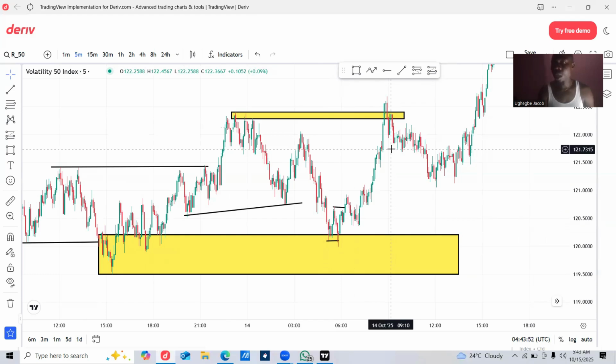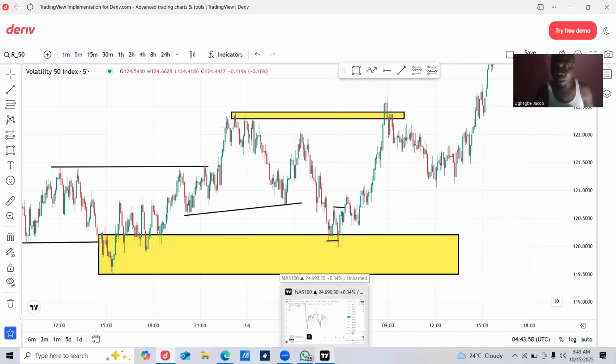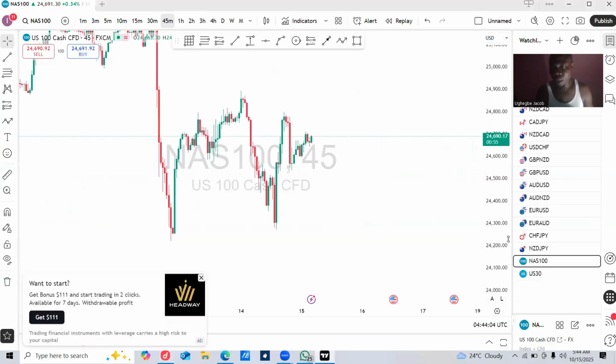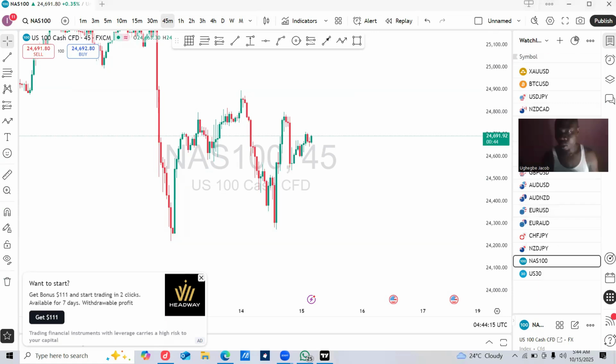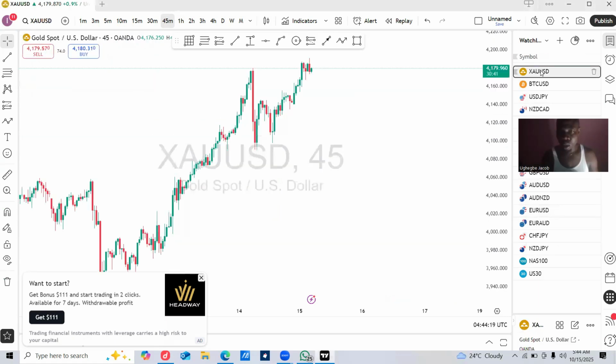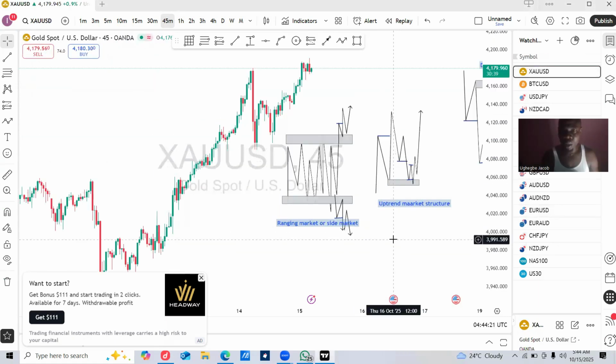So this is how we predict an uptrend and a downtrend market structure. Are you getting it? This is how we predict an uptrend and a downtrend market structure.